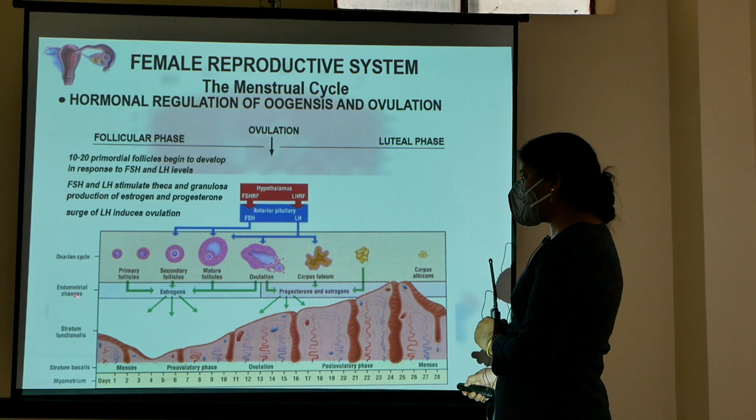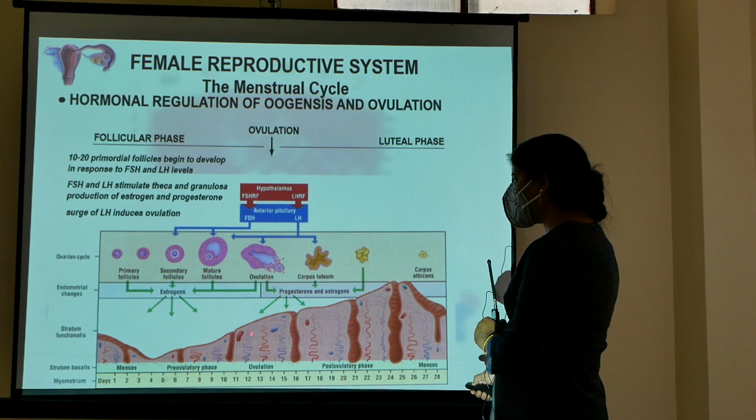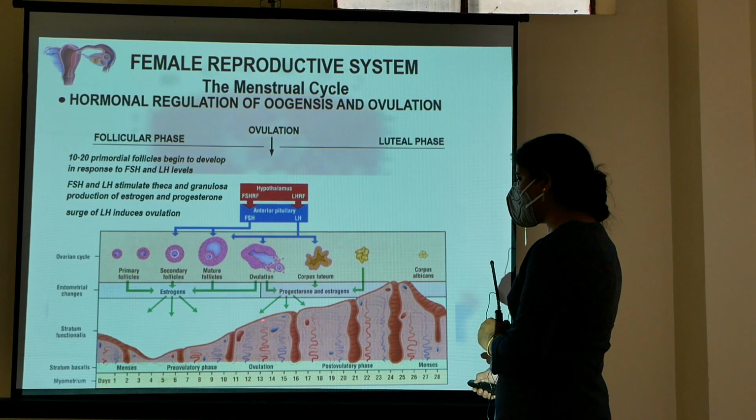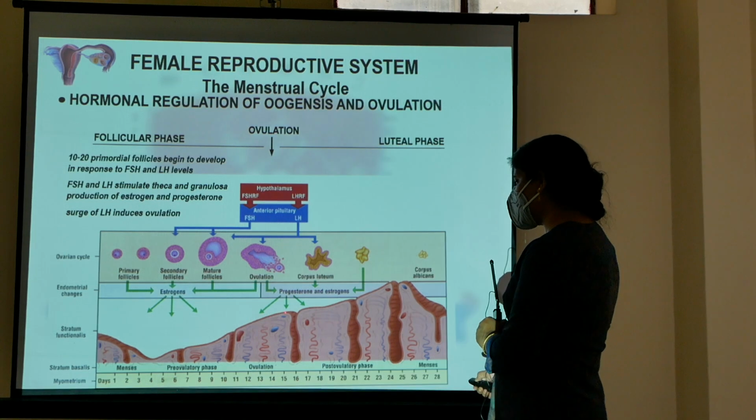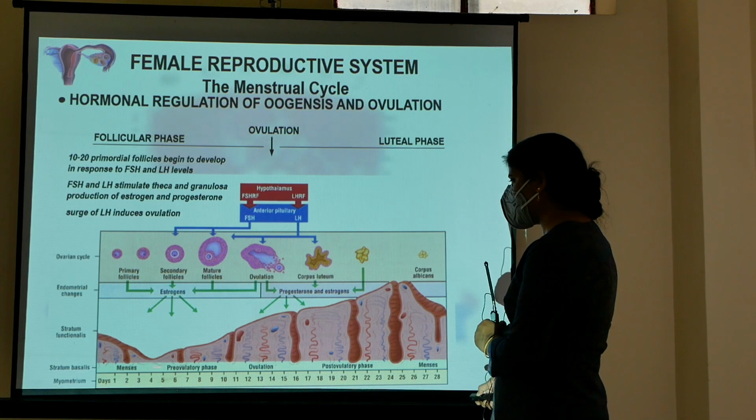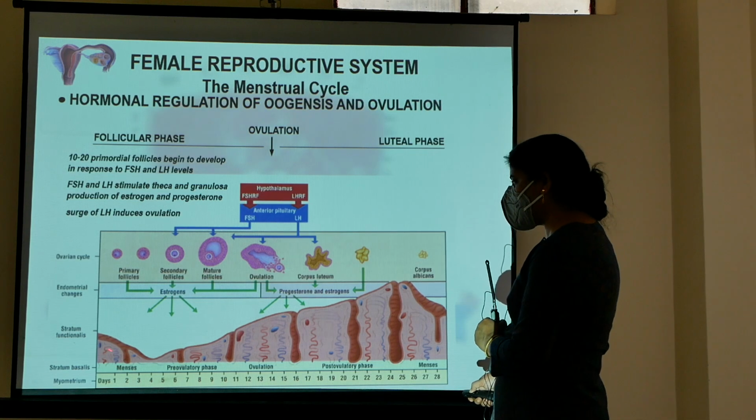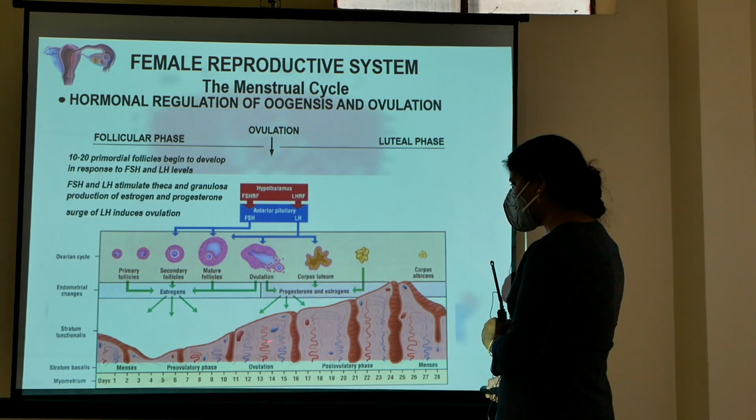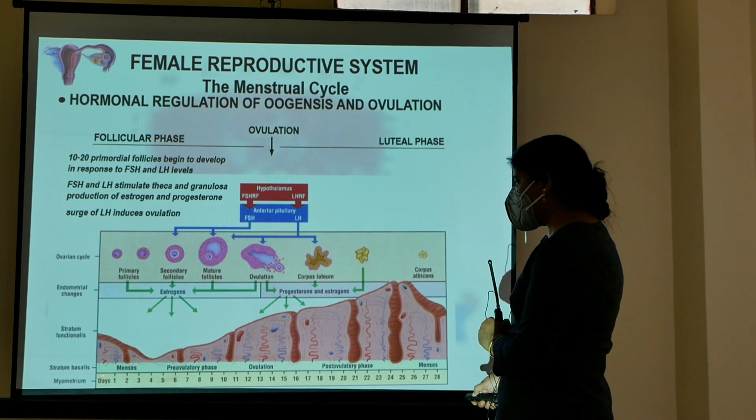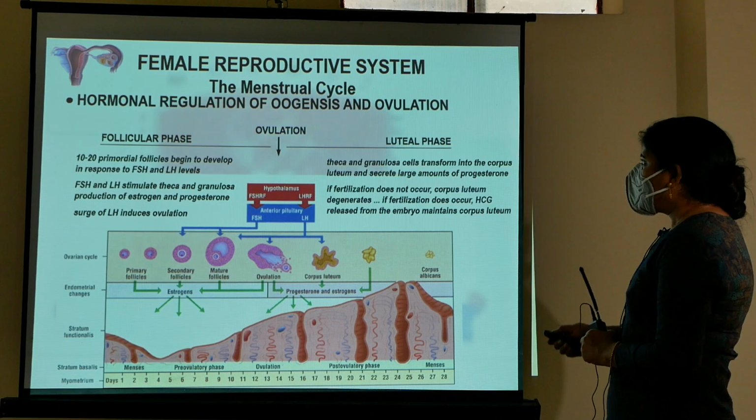These are the endometrial changes taking place in the uterus, and this prepares the uterus for implantation of the embryo if fertilization takes place. If not, then menstrual bleeding is seen. The stratum basilis is the layer in which spiral arteries can be seen and the blood is sloughed off. The first 5 days are considered the menses or menstrual bleeding.